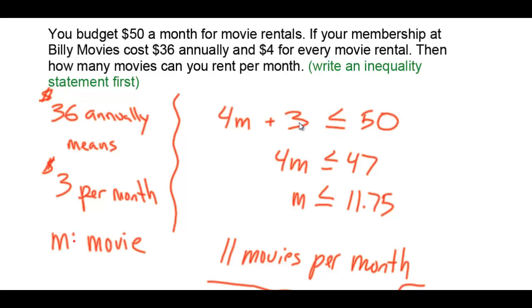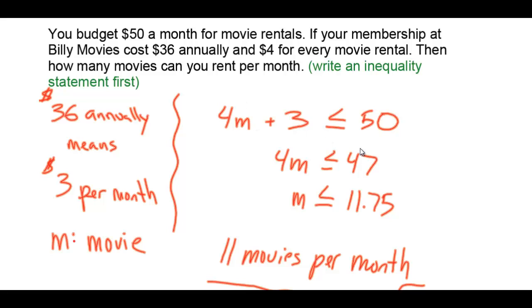Now, why is it $3? Where does that come from? Well, here we have $36 annually. And here we're talking about how much it costs per month. So if it's $36 annually, that comes out to $3 per month. So out of a monthly budget, it's $4 per movie plus $3 per month, which accounts for the annual cost. So that's where we're talking about units between year and month, and you have to do a unit conversion there.